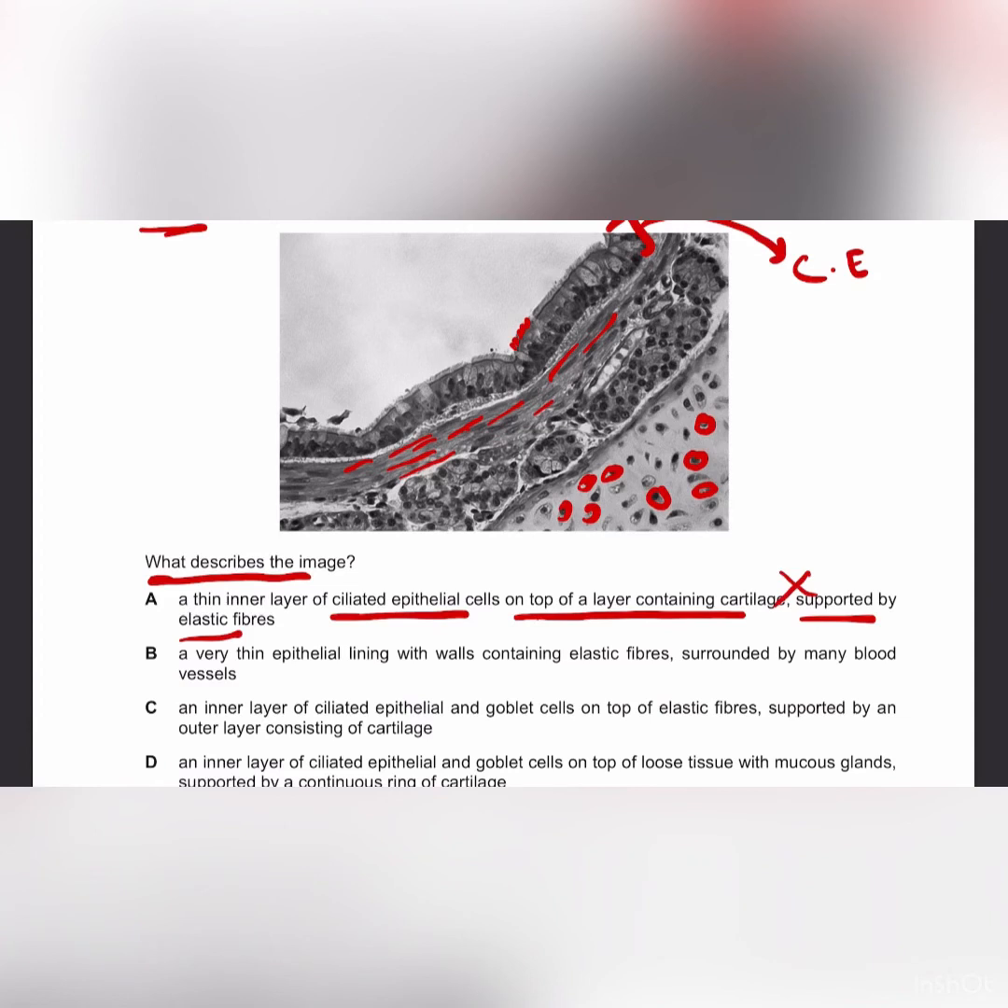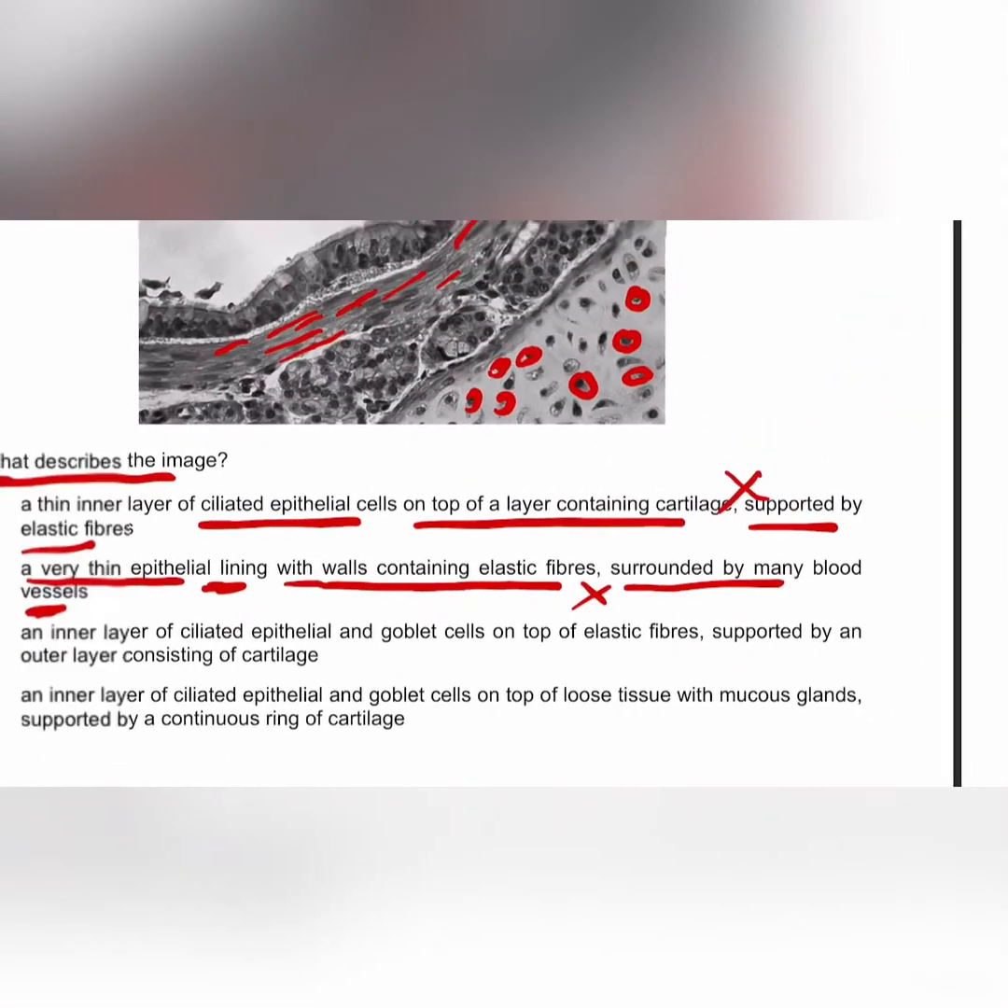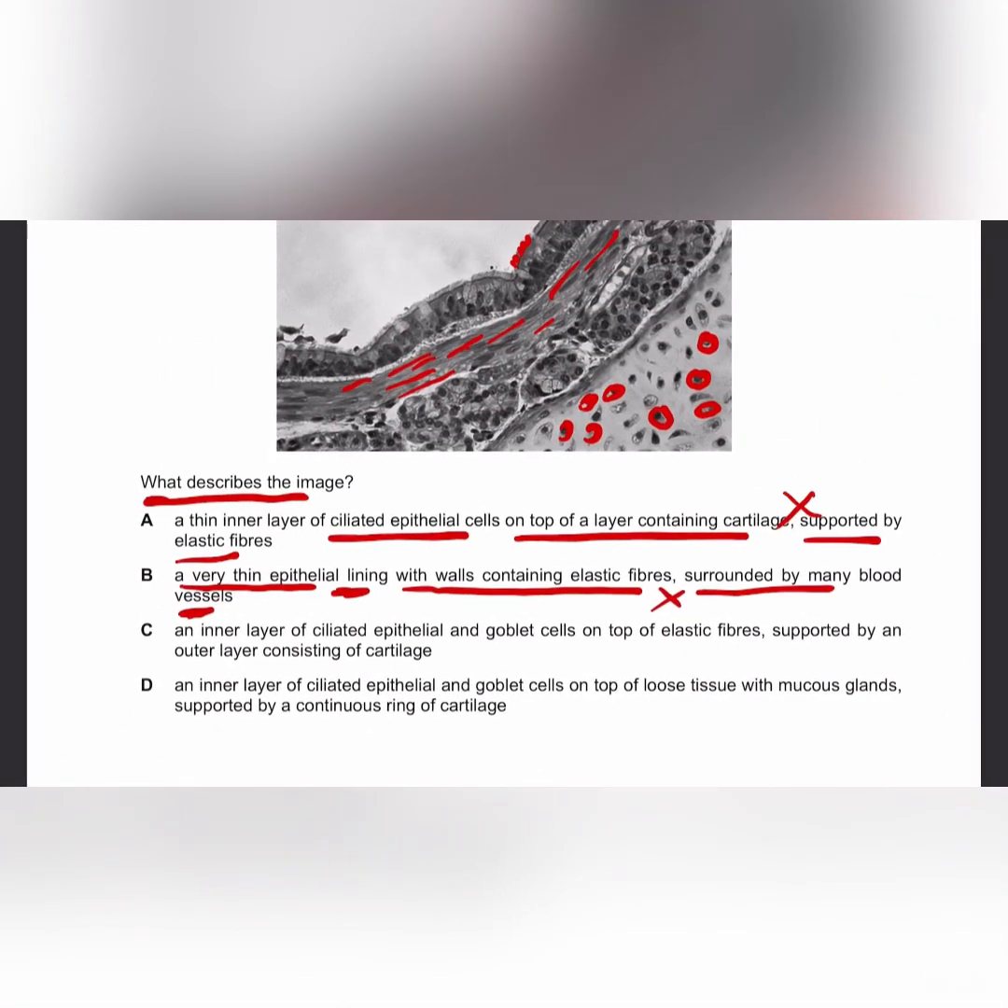A very thin epithelial lining with walls containing elastic fibers surrounded by many blood vessels. We cannot appreciate any blood vessels in this diagram, so this statement is wrong as well. There is a very thin epithelial lining with walls containing elastic fibers. This is true, but surrounded by many blood vessels, we cannot see any blood vessel over here. An inner layer of ciliated epithelial cells and goblet cells on top of elastic fibers. This is true, supported by an outer layer consisting of cartilage. This is the perfect statement.